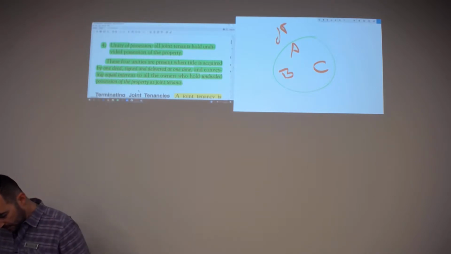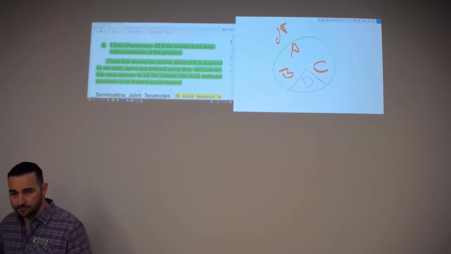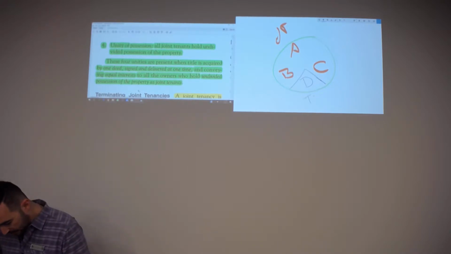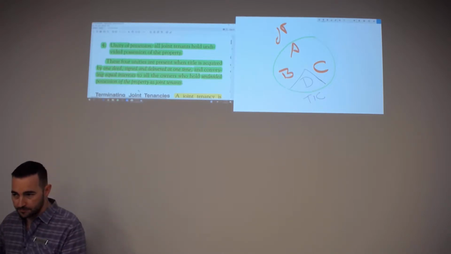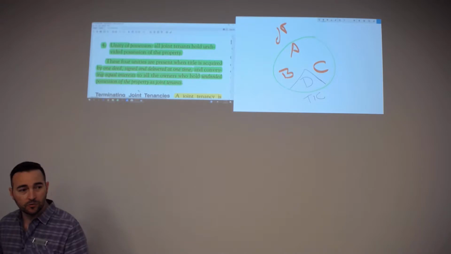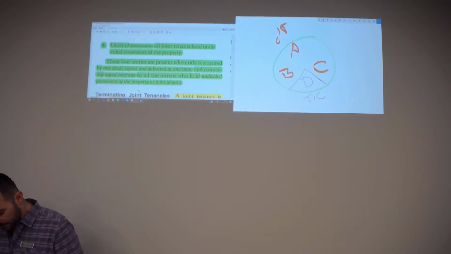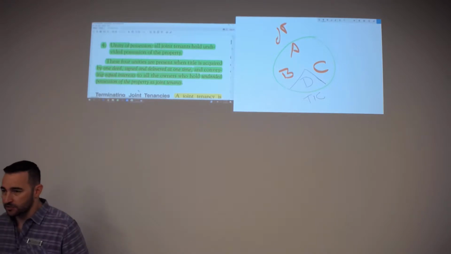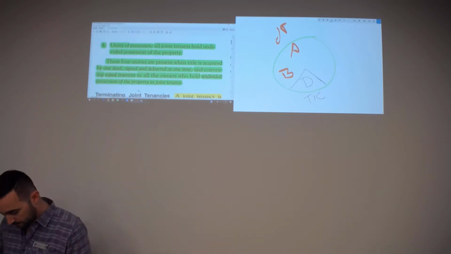Okay? Then D came along. Separate interest altogether. D is now a TIC with our JT. So people could be added, they could be removed, but he separates the interest. When C dies, it's just one less person in the group. Everything stays the same in that portion of the ownership.